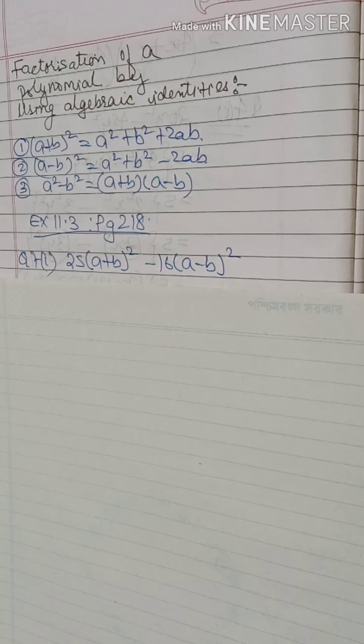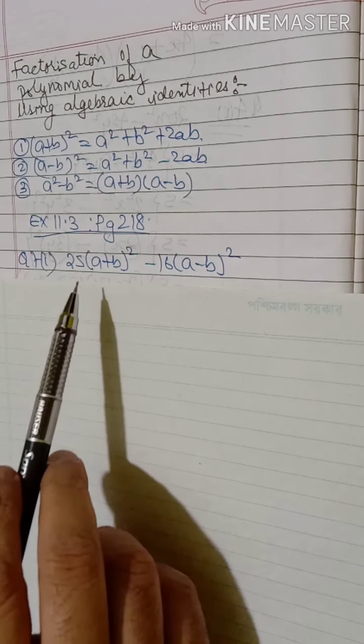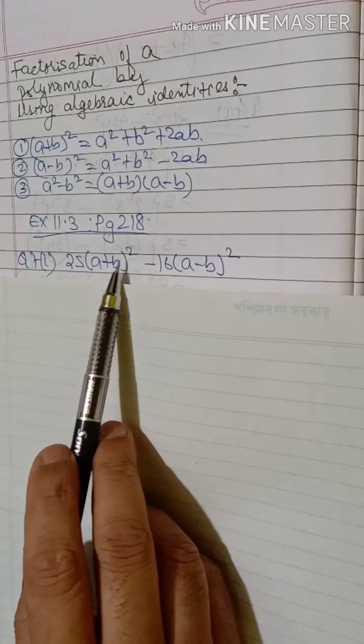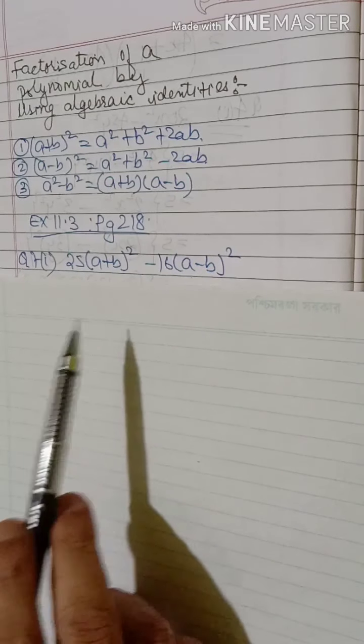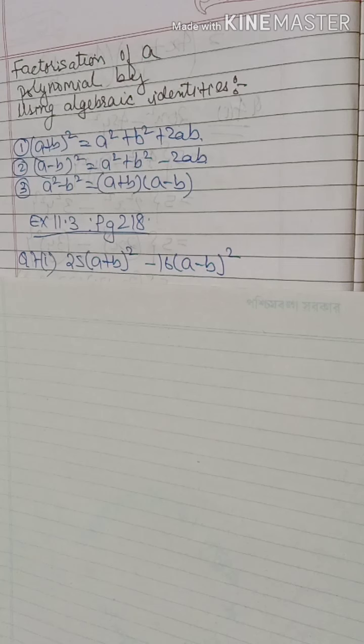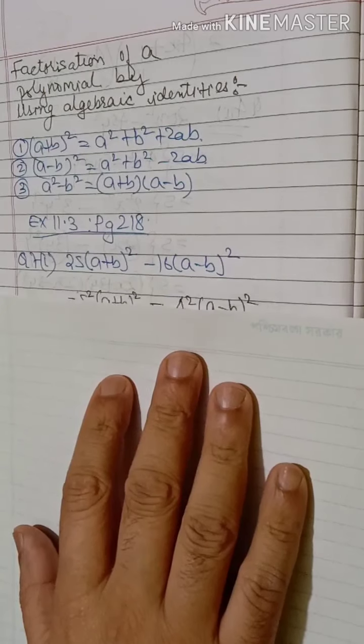The question reads: 25 into (a plus b) whole square minus 16 into (a minus b) whole square. If we look at this sum, the bracketed terms are already in the form of a square. But what about the numbers 25 and 16? They are not expressed as squares, but 25 is a perfect square and 16 is also a perfect square. So we can write 25 as 5 square and 16 as 4 square.